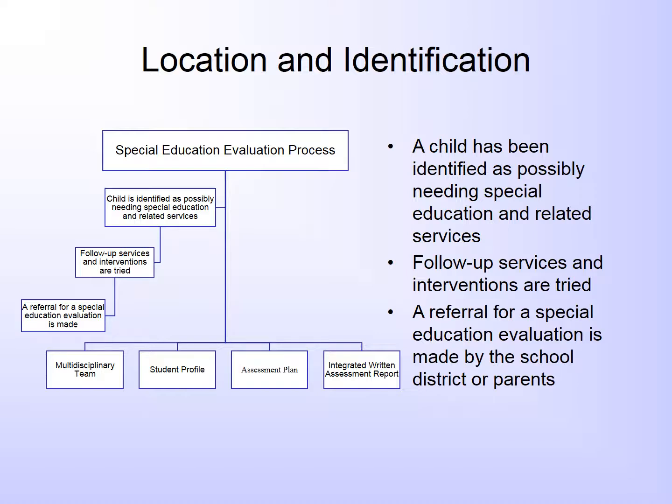The first 3 steps of this process focus on the question, why is a special education evaluation completed? A child has been identified as possibly needing special education-related services. Follow-up services and interventions are tried. A referral for a special education evaluation is made by the school district or parents. The basis for these steps originate from the regulations found in IDEA.